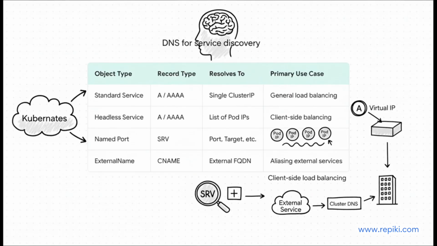Kubernetes uses this naming scheme to create different kinds of DNS records for different jobs. The most common is the A record for a standard service. That points to a single virtual IP that handles load balancing. But then you have something really cool called a headless service. It doesn't give you one IP. It gives you the IPs of all the individual pods behind it. Perfect for when you need to talk to them directly. SRV records help you find specific ports, and an external name service is just an alias, a CNAME, that points to an outside service, like a managed database.